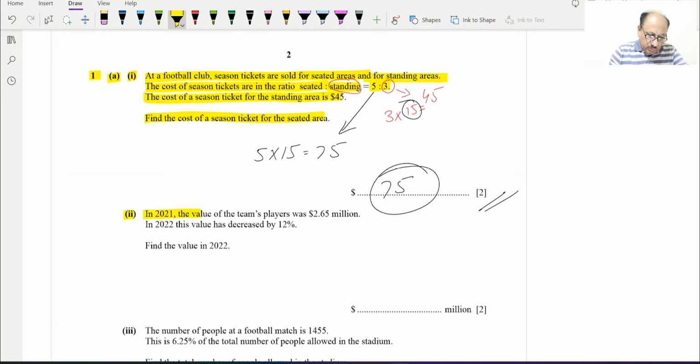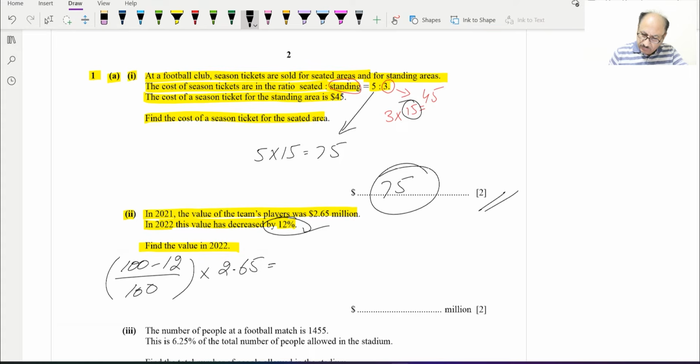Now second part, in 2021 the value of the team's players was 2.65 million. In 2022 this value was decreased by 12%. Find the value in 2022. So this is a reverse percentage question. Not reverse percentage question. This is basically a percentage decrease question, and the decrease is 12%. So directly we can calculate 100 minus 12, divided by 100. This is how we calculate the percentage decrease, and multiply by 2.65 million.